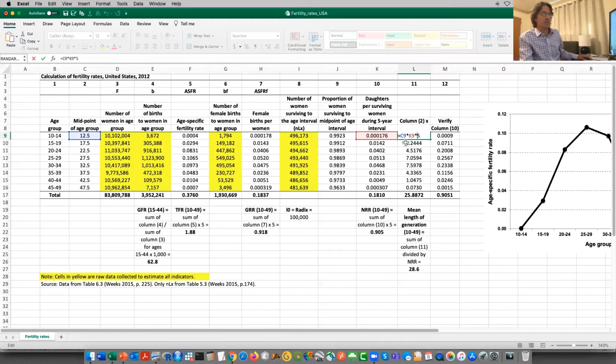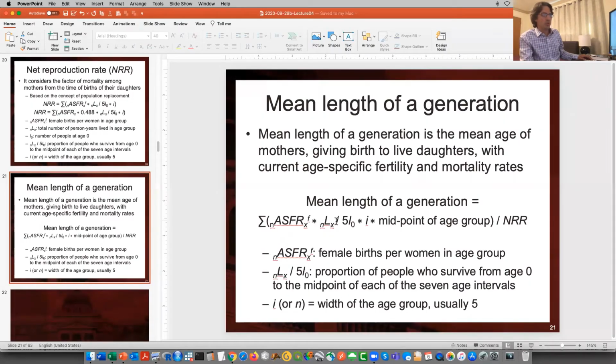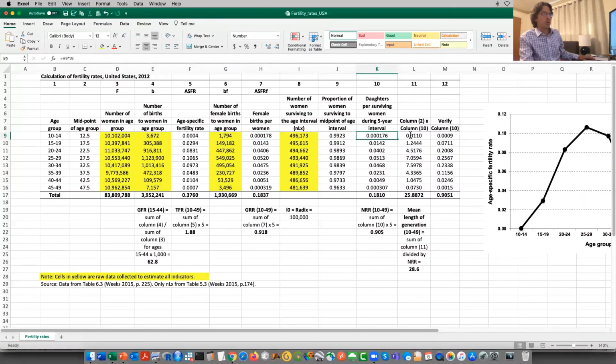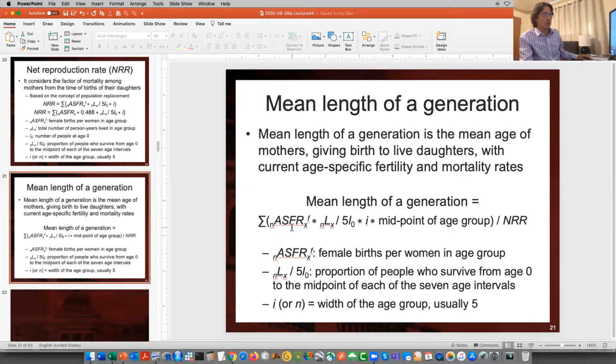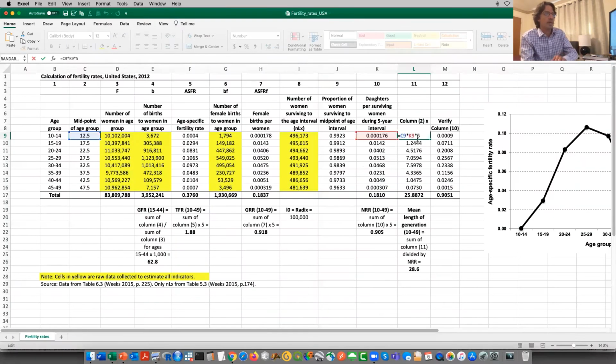You get the proportion of daughters, so this is the age-specific fertility rates of females, and then the mortality factor, which is 1, 2. And then this one here now takes into account 1, 2, and 3, which is here 1, 2, and 3. And also the width of the interval, which is I, which is 5.